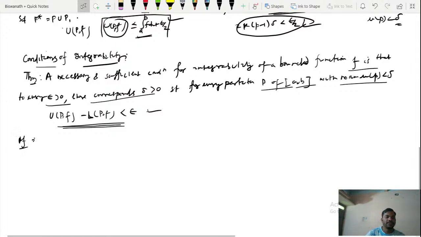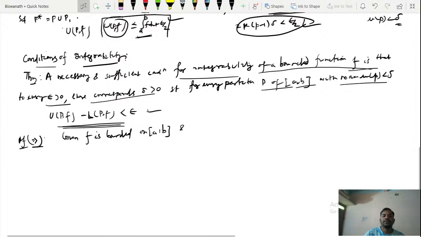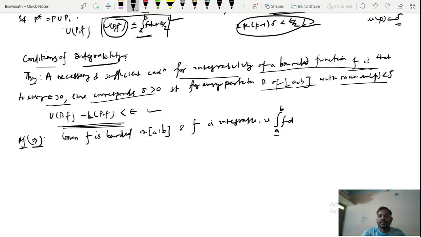Now we come to the necessary part, the forward part. Given here is that f is integrable, the integrability of a bounded function f. That means given that f is bounded on closed [a, b] and f is integrable. So if f is integrable, then what can we say? We already know one condition: f is integrable, that means the lower Darboux integral is equal to the upper Darboux integral, and this is equal to the integral of f. So if it is integrable, then this condition holds.